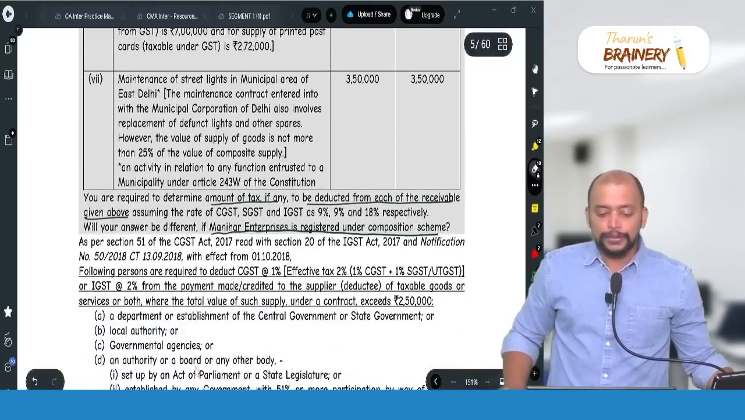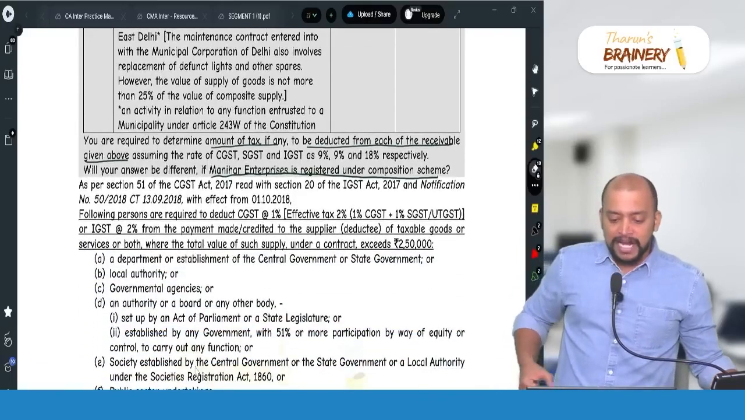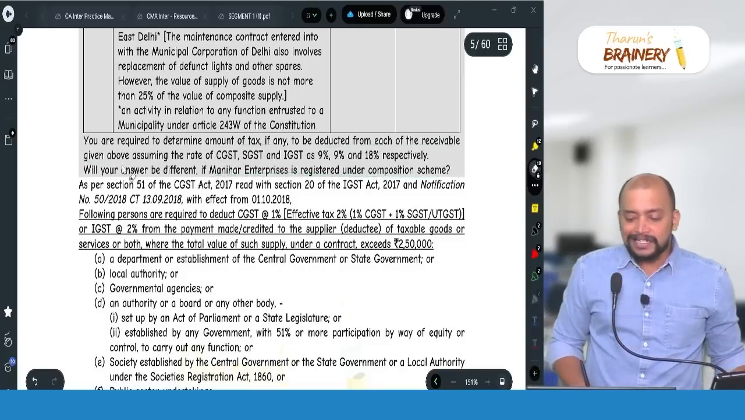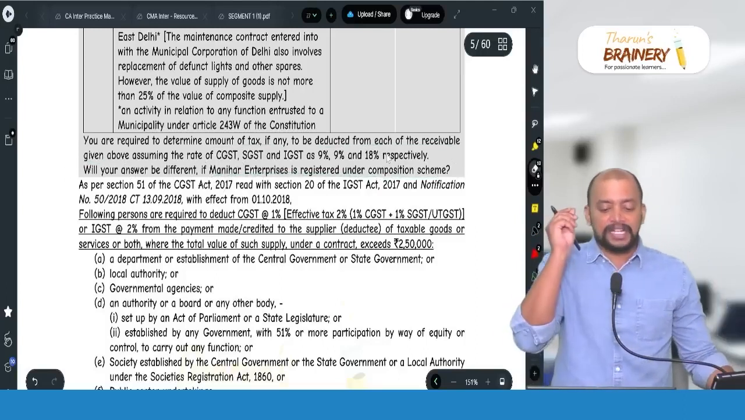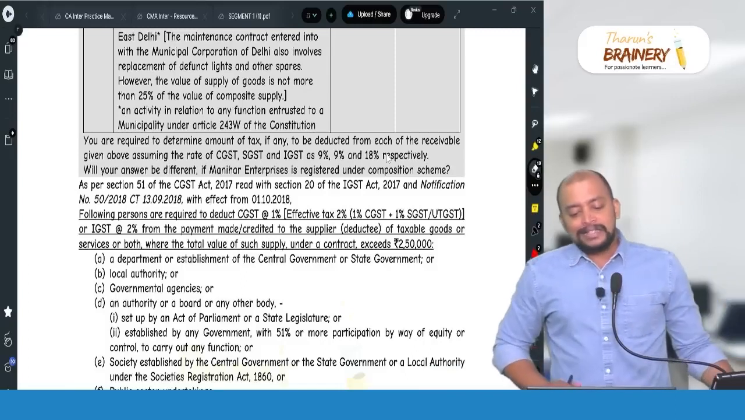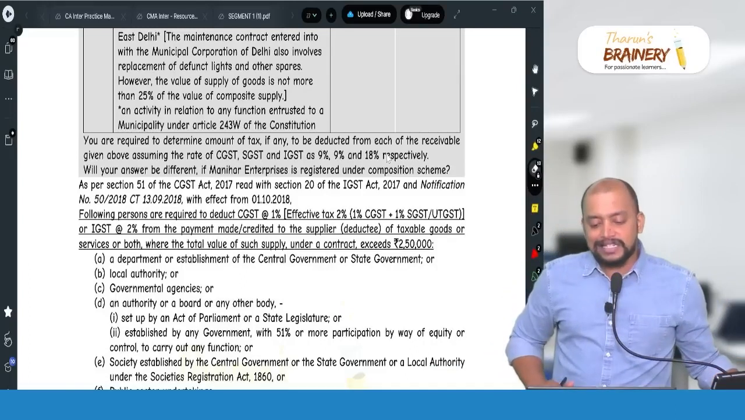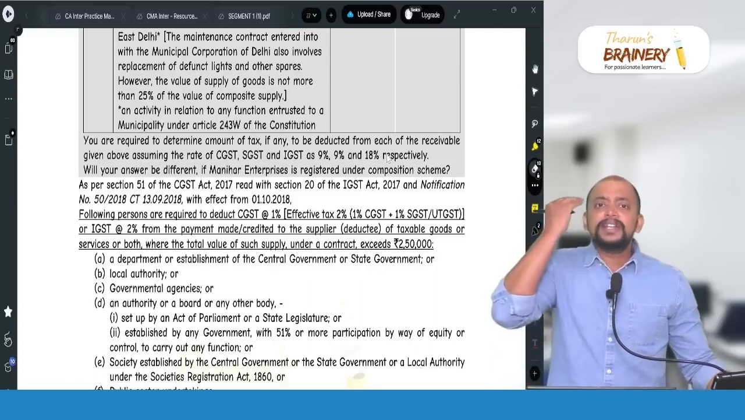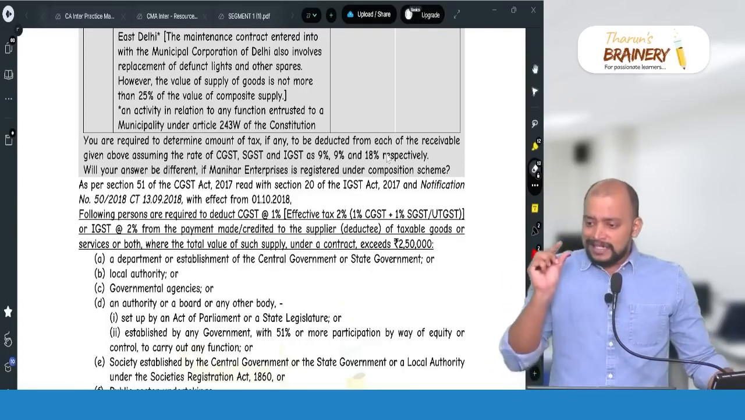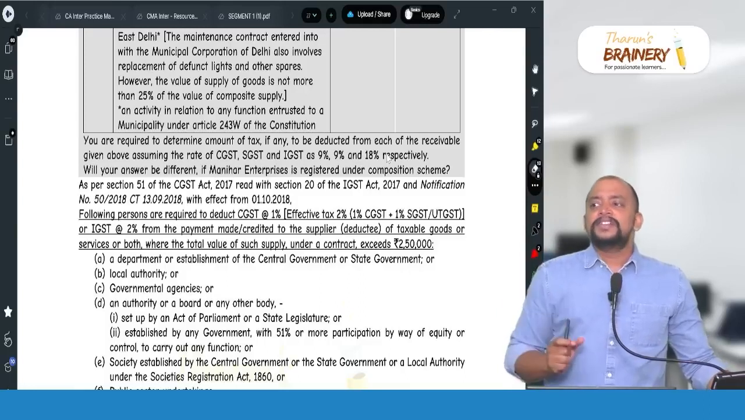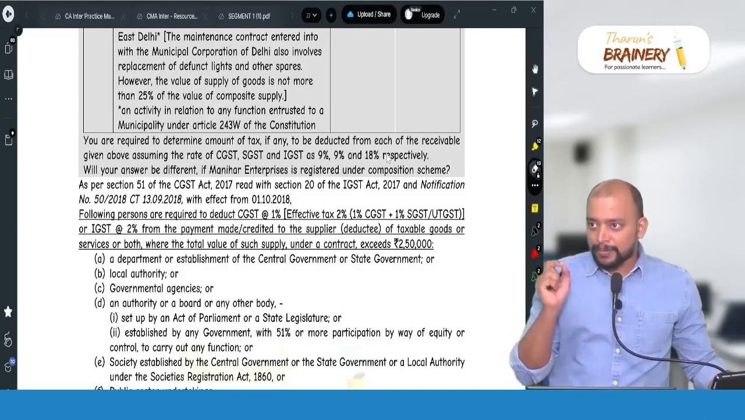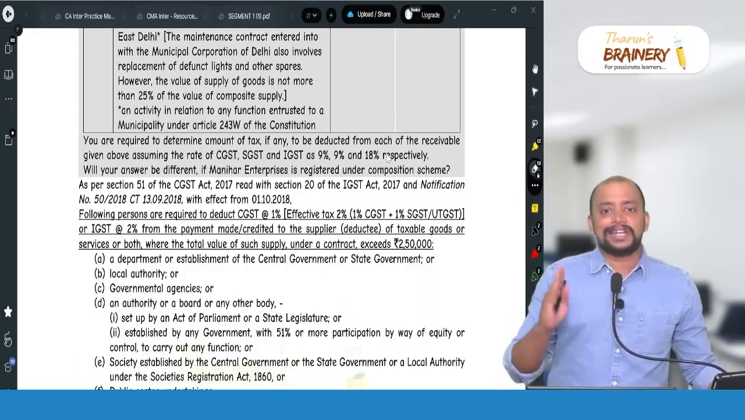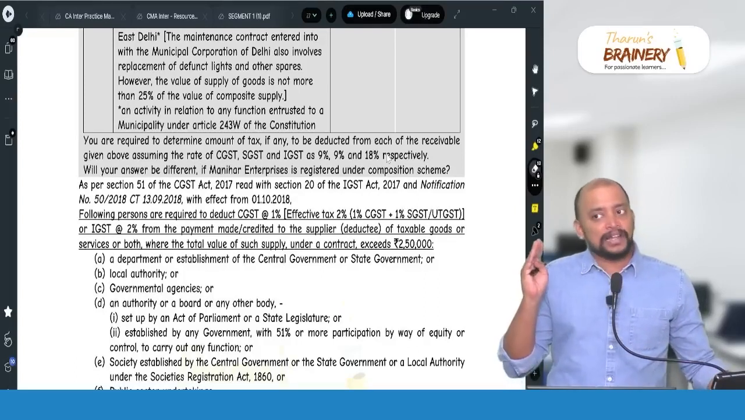Now, what we need to do? You are required to determine the amount of tax, if any, to be deducted in each of the receivables given above, assuming the rate of CGST, SGST and IGST as 9%, 9%, 18%. Remember, whenever in the question you see CGST, SGST, IGST like this, it means we need to apply the place of supply provisions and segregate the transactions into intrastate and interstate and arrive at the liability accordingly.